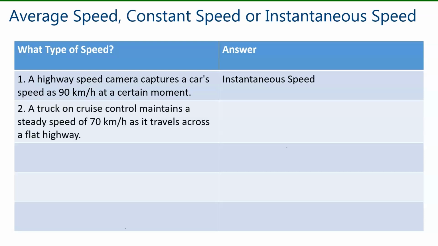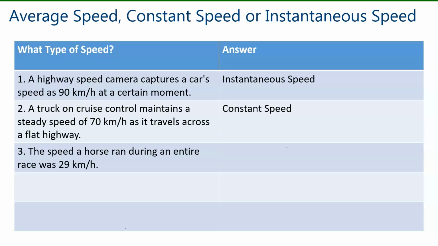Number 2, it says a truck on cruise control maintains a steady speed of 70 kilometers per hour as it travels across a flat highway. That's constant speed. The truck has cruise control on and it's maintaining the same speed of 70 kilometers per hour. The speed is not fluctuating.